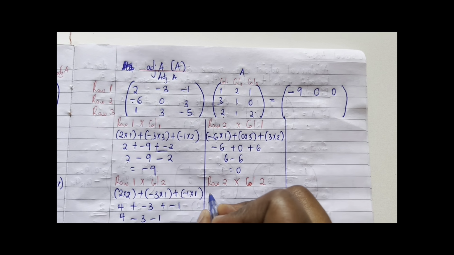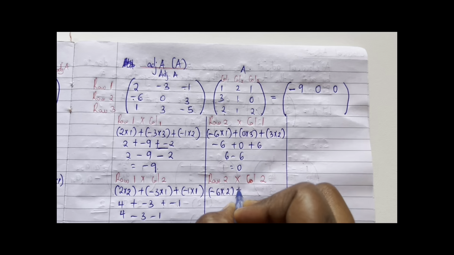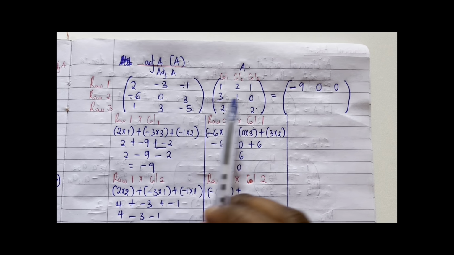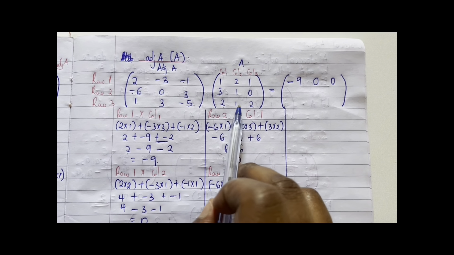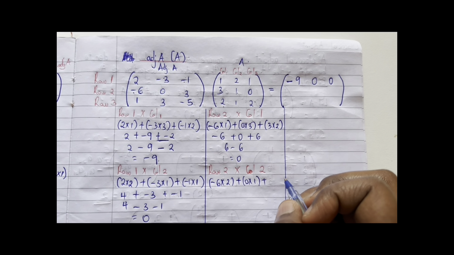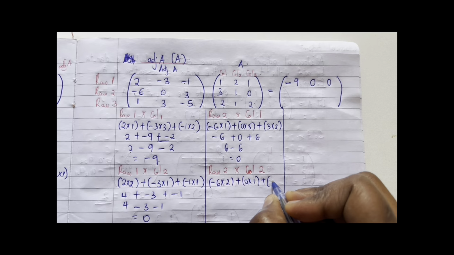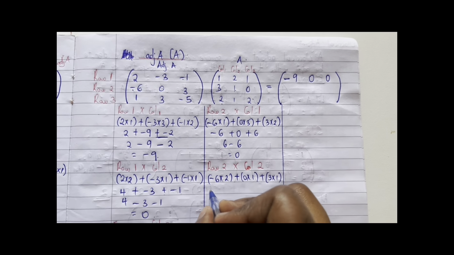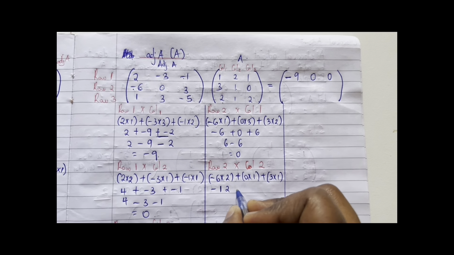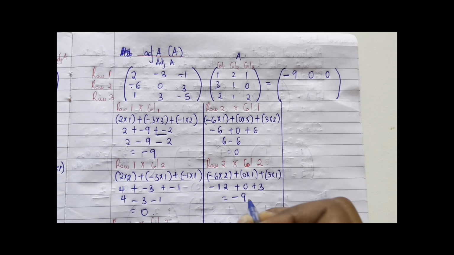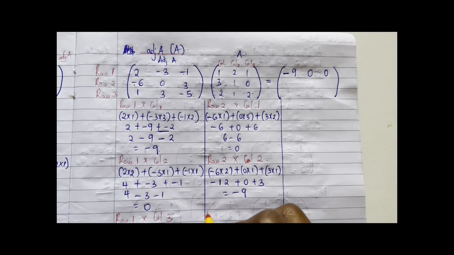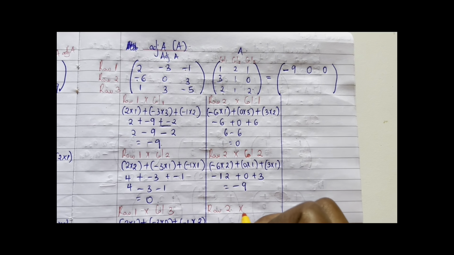We'll have negative 6 times 2 plus 0 times 1 plus 3 times 1. We'll have negative 12 plus 0 plus 3, so that's negative 9. Then we go to row 2 times column 3.